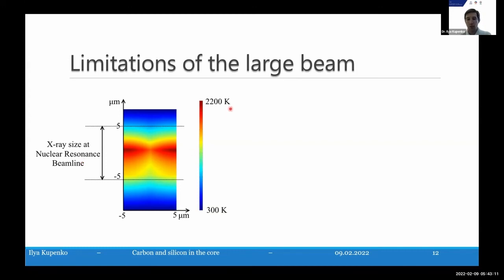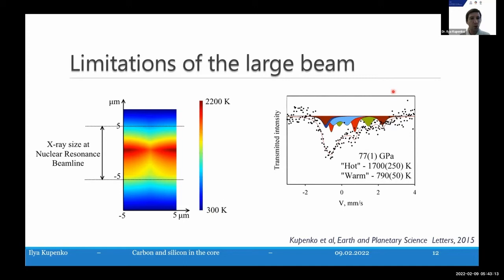So as a result, we see the wide distribution of temperatures in the measured sample. Here I use the example of Mössbauer spectroscopy just for demonstration purposes, where you can really see the distribution of hot and warm material. For nuclear inelastic scattering, the situation is even worse because we don't see individual contributions, but see one average picture which is dominated by low temperature components.